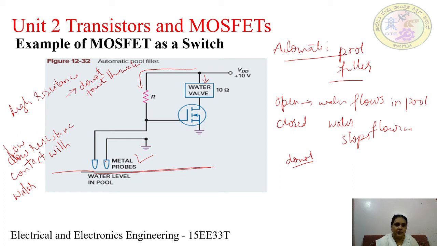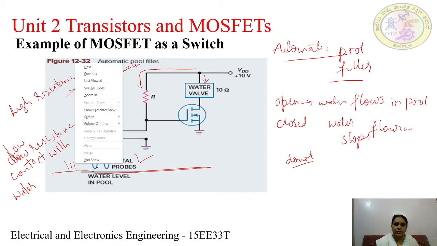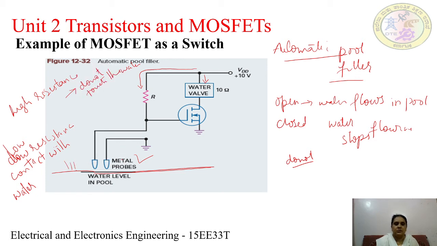Yes, so when the metal probes do not touch the water or do not come in contact with the water, they have a very high resistance. It means the pool has to be still filled with the water. So they exhibit a high resistance when they do not come in contact with the water. So the current, instead of flowing in this direction, flows here, towards the gate of the MOSFET.